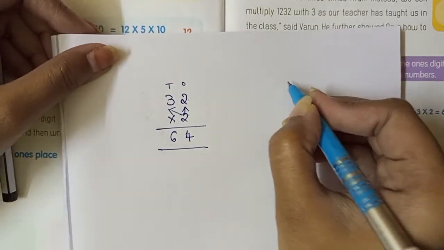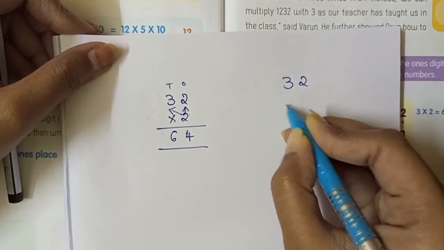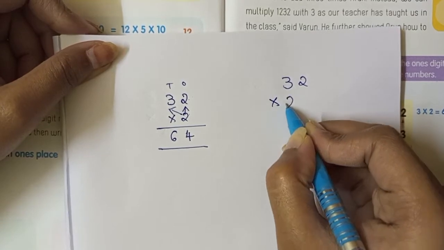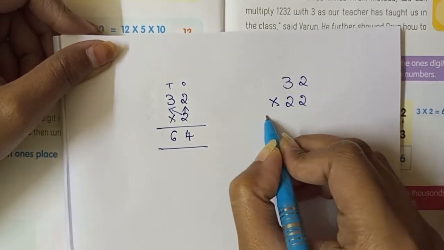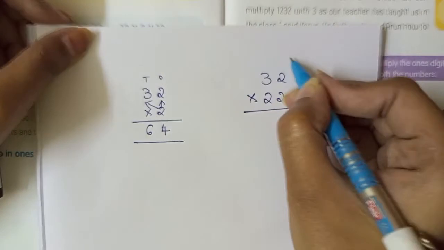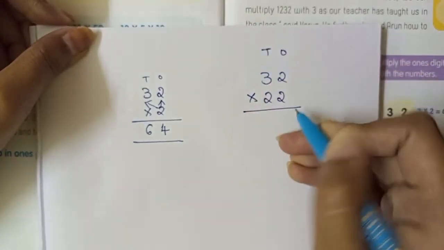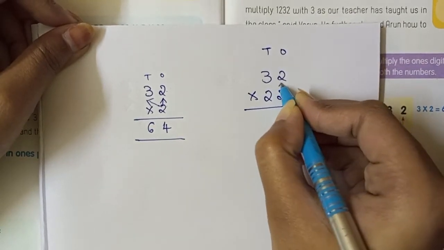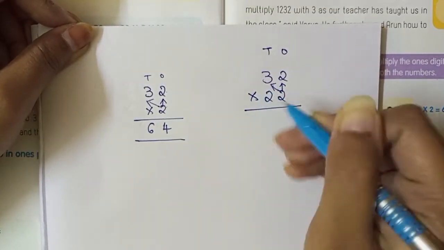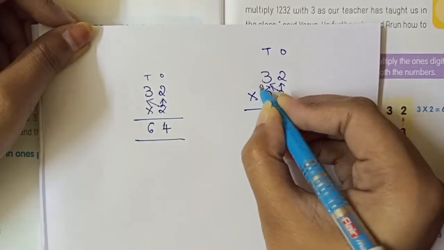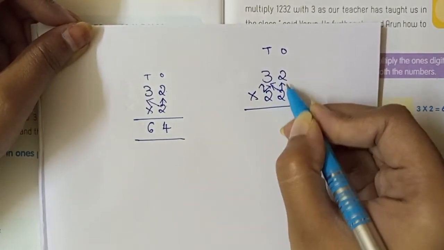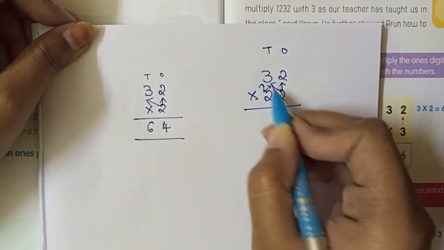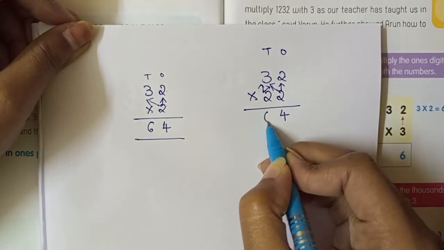See here, a double digit number with a double digit number multiplication. For example, 22 into 32. This is the ones place and this is the tens place. First of all, from the ones place we have to multiply 2 into 2, 2 into 3, and again 2 into 2, 2 into 3. 2 twos are 4, 4 in the ones place. 2 threes are 6, 6 in the tens place.